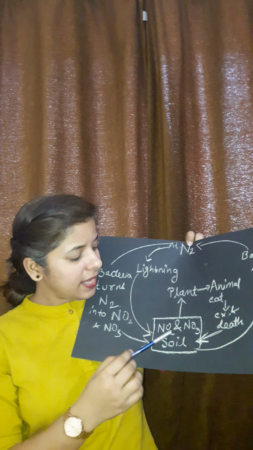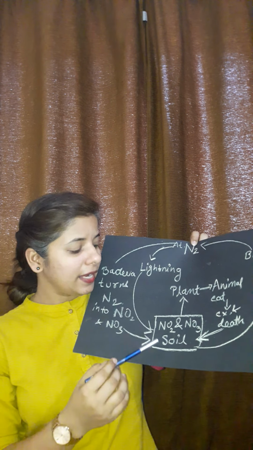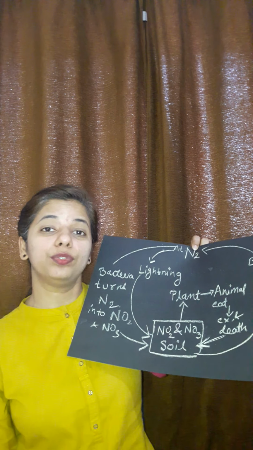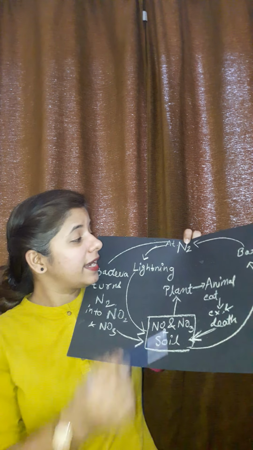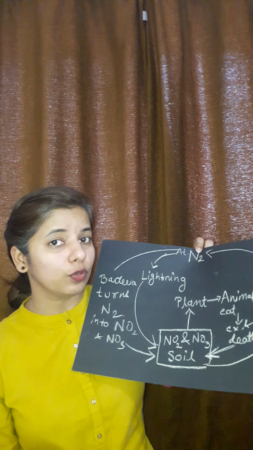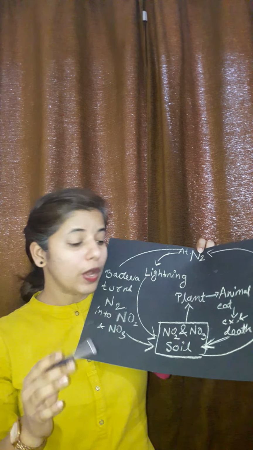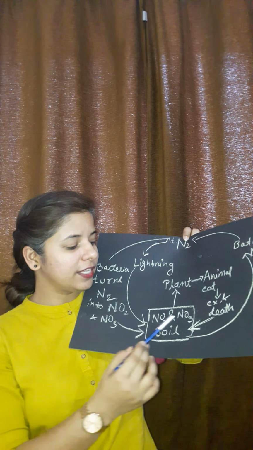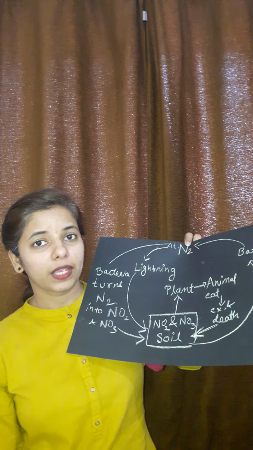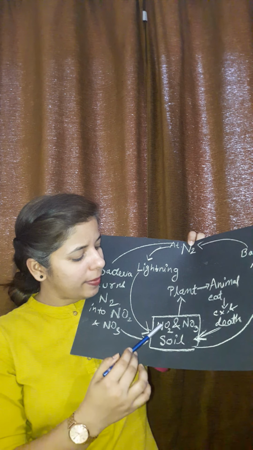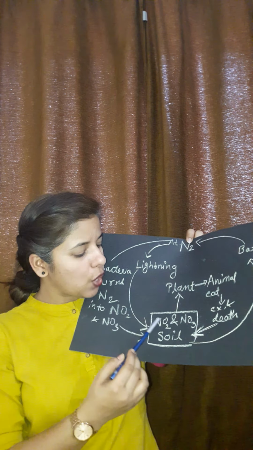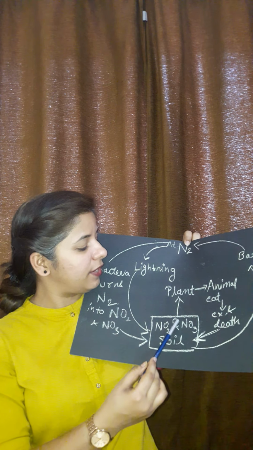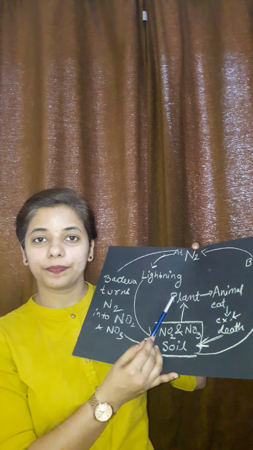Right? And when they fall on the soil, the soil will easily be able to absorb NO2 and NO3. Soil cannot directly absorb atmospheric nitrogen gas, but soil can absorb another form of nitrogen, that is NO2 and NO3. When the soil absorbs NO2 and NO3, then from the soil that nitrate and nitrite will be absorbed by the plants.